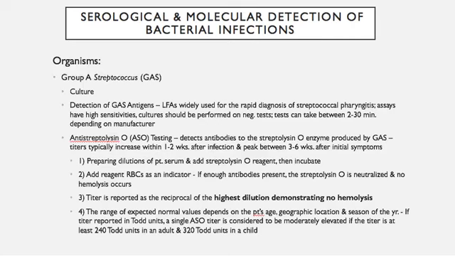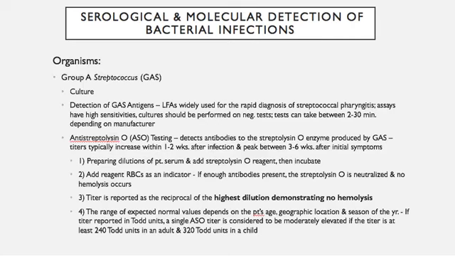Okay, anti-streptolysin O or ASO testing is made to detect antibodies to the streptolysin O enzyme that is produced by group A strep. So if it's positive, this indicates a recent strep infection in patients suspected of having acute rheumatic fever or post-streptococcal glomerulonephritis after they've had that throat infection. ASO titers typically increase within 1 to 2 weeks after the group A strep infection, and they peak between 3 to 6 weeks after the patient initially presents with symptoms.